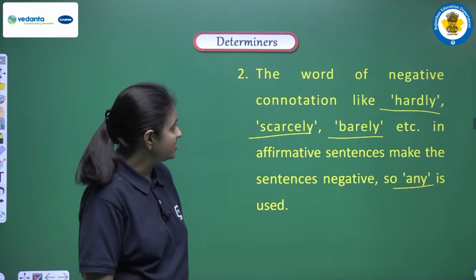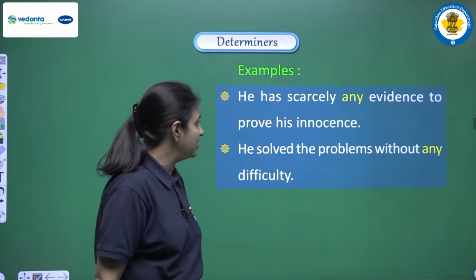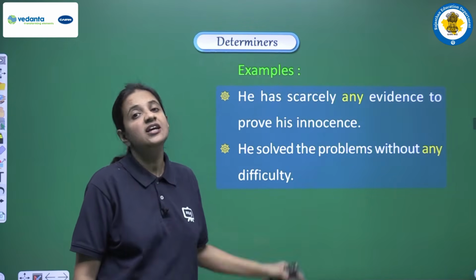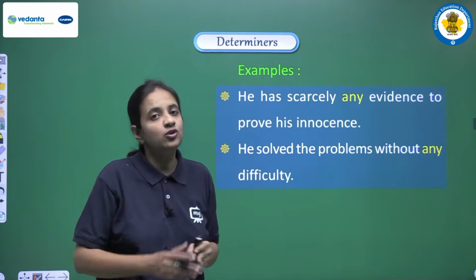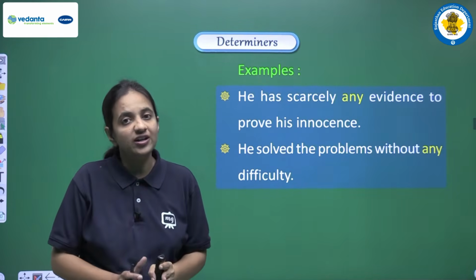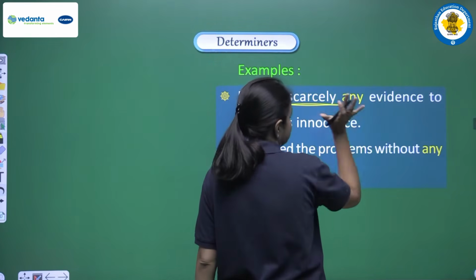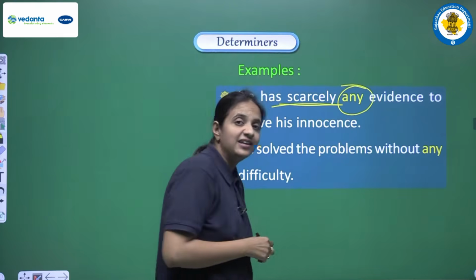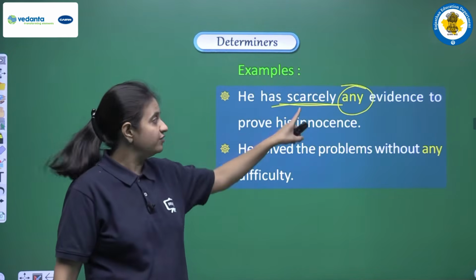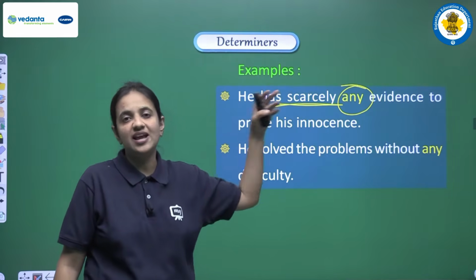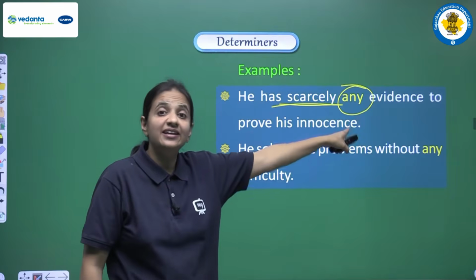Clear? So let's see some examples. We have "He has scarcely any evidence to prove his innocence." You can observe that in this sentence there is no "not," but because we have "scarcely," this is the reason we are using "any" here in this sentence. Because of this word, this sentence falls into the category of a negative one, and this is the reason we are writing "any" here.